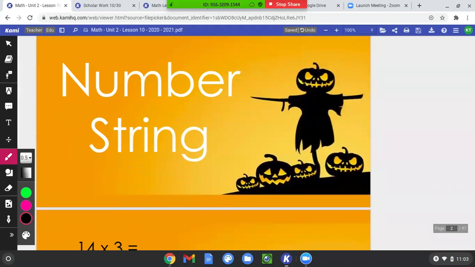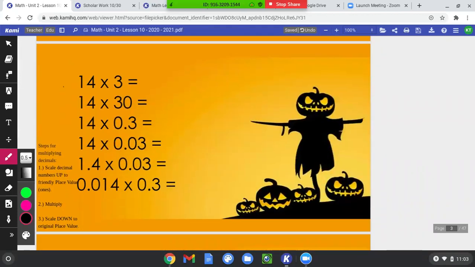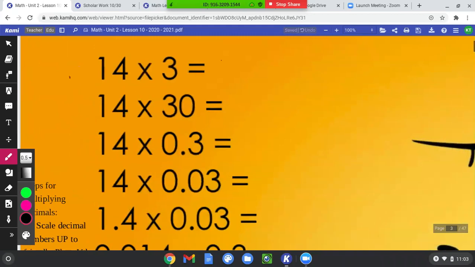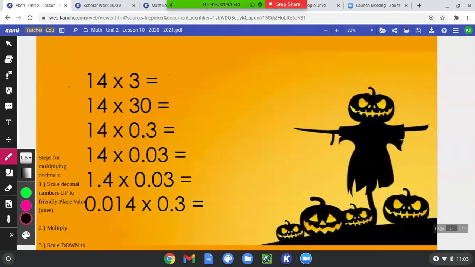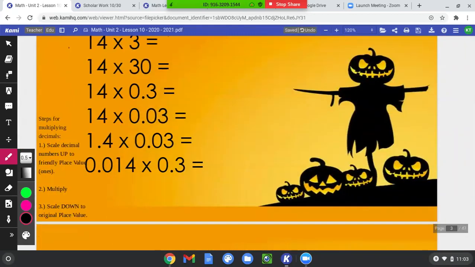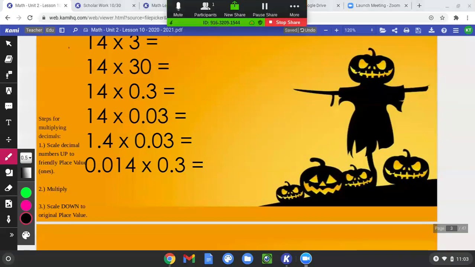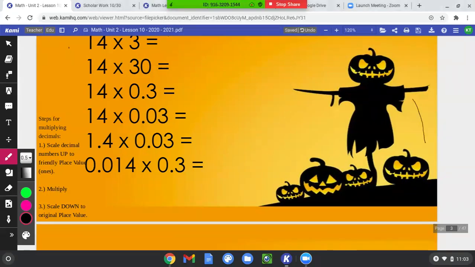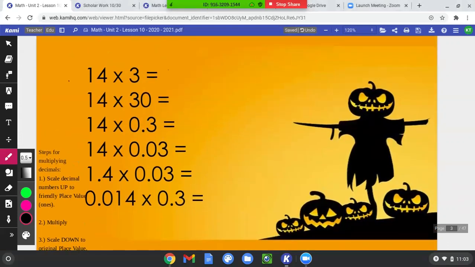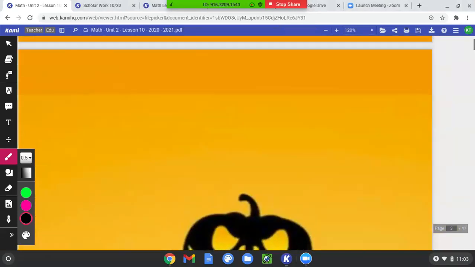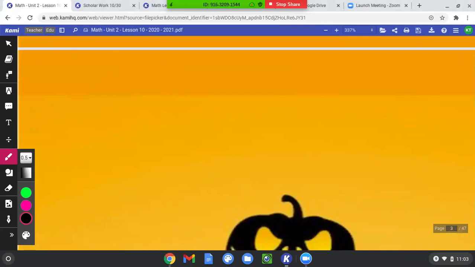But let's look at a new number string. We begin with 14 times 3. Now down here, I have the steps for multiplying decimals. You scale up to a friendly place value, multiply, and then scale down. Let's do 14 times 3, and I'm going to do that over here using the standard algorithm.